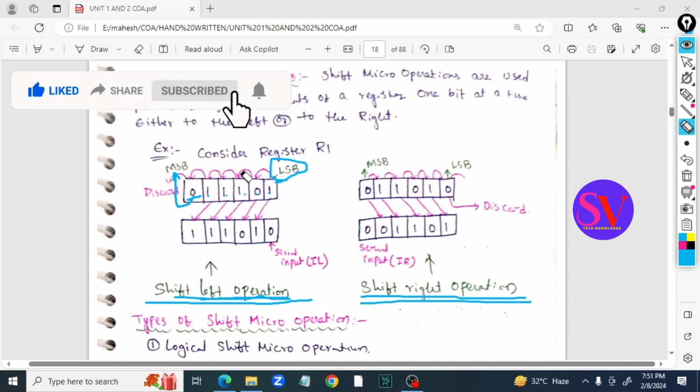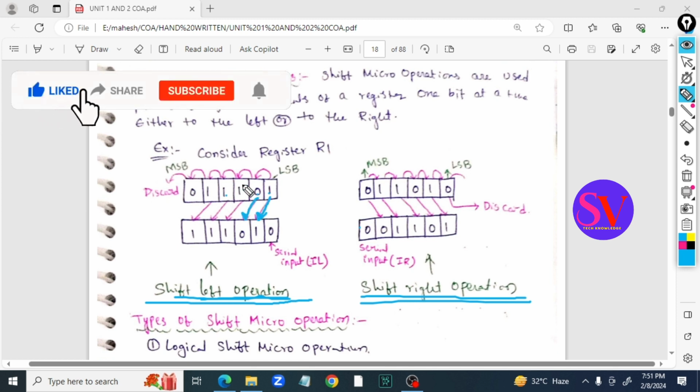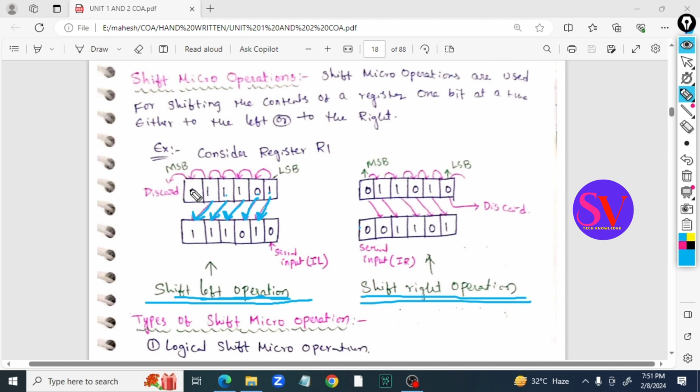Here I am performing the left shift micro operation. It means the register contents will be shifted one bit at a time. This 1 bit will be shifted to here, this 0 bit will be shifted to here, this 1 bit will be shifted to here, and this 1 bit will be shifted to here, and this 1 bit will be shifted to here, and this last bit, the MSB, the most significant bit, will be discarded.